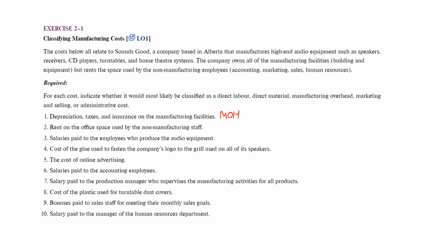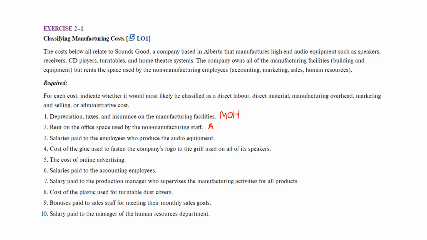So second, we have rent on the office space used by the non-manufacturing staff. So this one would be an administrative cost. So I'm just going to put an A for administrative, and that's because the rent will be allocated based on the amount of space in the building to the different people, but none of it has to do with the actual production staff. This is just the general cost of renting the office space for everyone else in the organization. So this is an administrative cost.